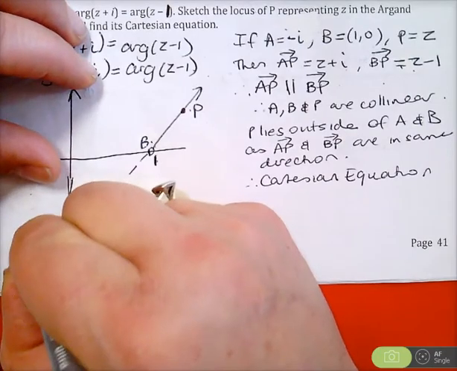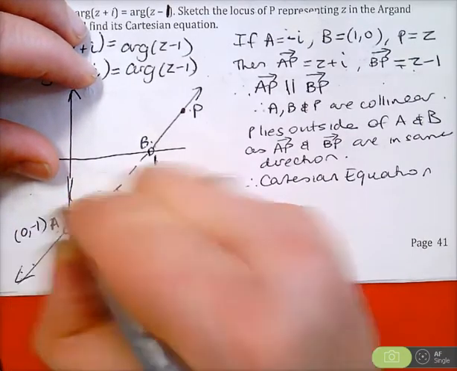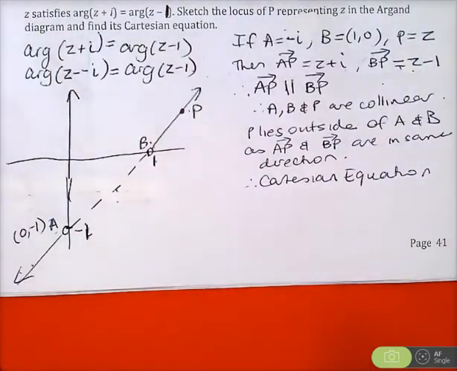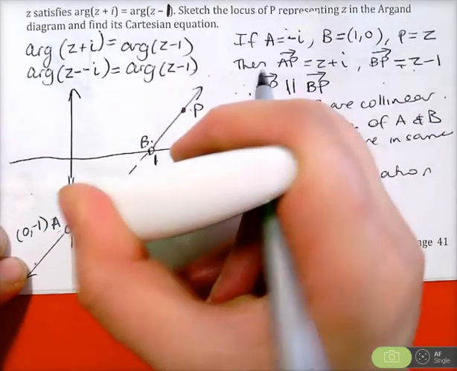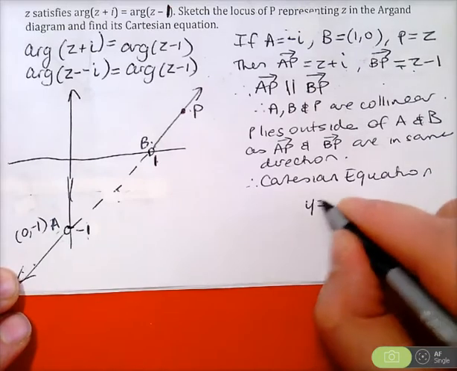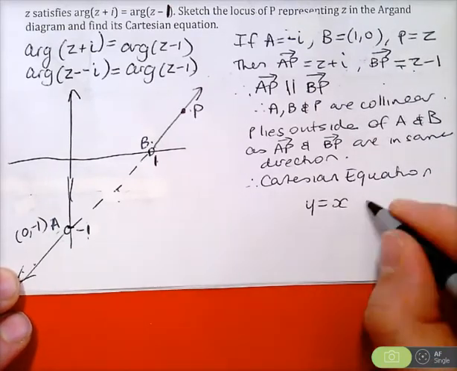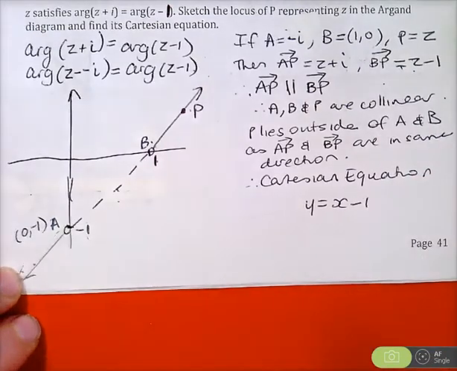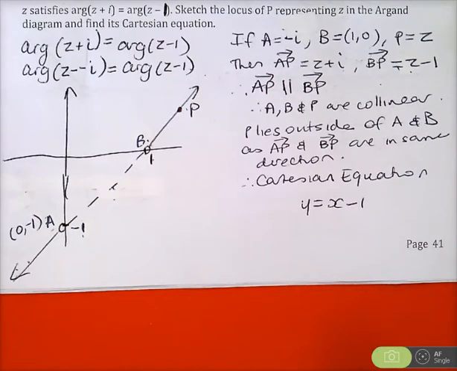And look, negative i is the point negative 1, really. Do you know what I mean? This is the point 0, negative 1. I know it's the vector. I know it represents the complex number negative i. So what's the equation of that line? Isn't it y equals, positive gradient is 1, x what? Minus 1. That's the Cartesian equation. y equals x minus 1.